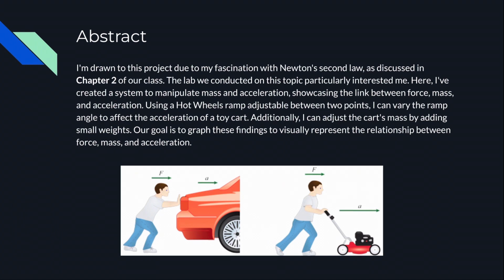Using a Hot Wheels ramp adjustable between 2 points, I can vary the ramp angle to affect the acceleration of the toy cart. Additionally, I can adjust the cart's mass by adding small weights. Our goal is to graph these findings to visually represent the relationship between force, mass, and acceleration.